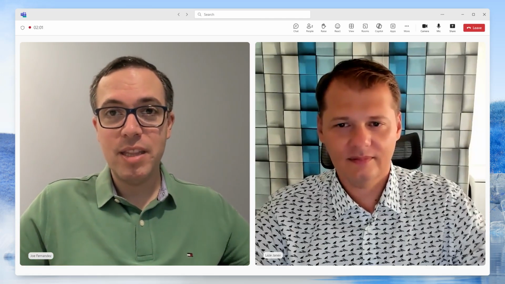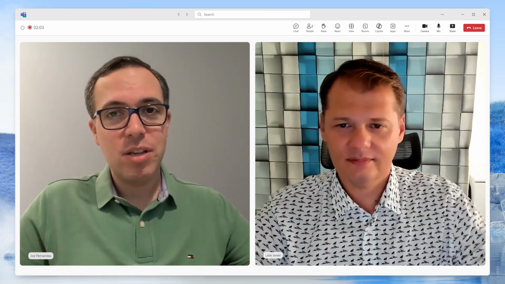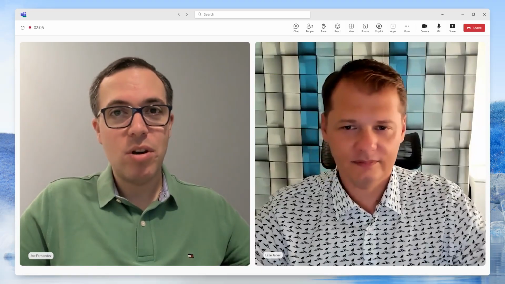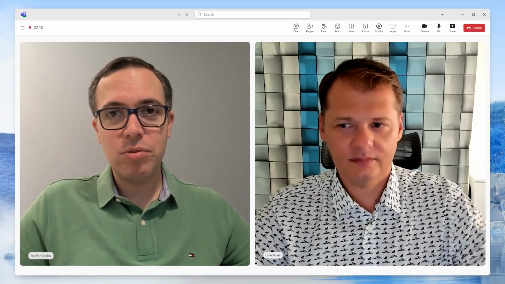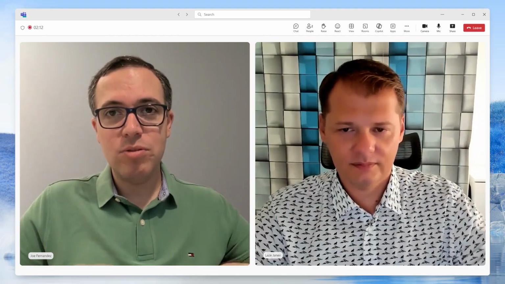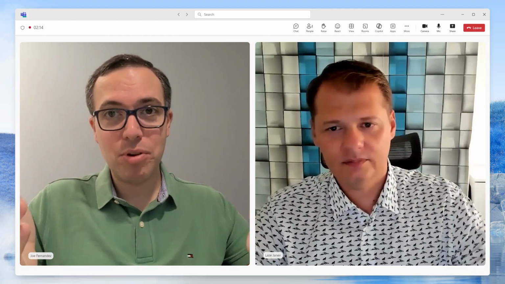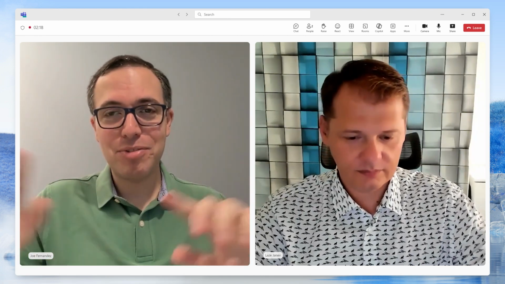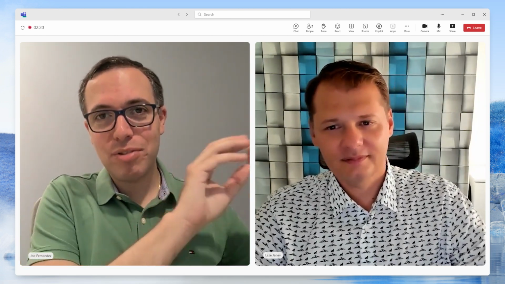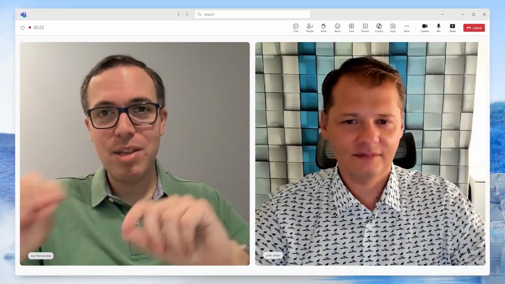CUA, on the other hand, the authoring part is just natural language. So you just describe in English or your own language what you want to happen in the computer. And computer use, instead of using the UI tree, it uses vision. So basically, it uses the computer as a human does. So it looks at the screen, and using a virtual mouse and virtual keyboard, it can take those natural language instructions and translate them into action.